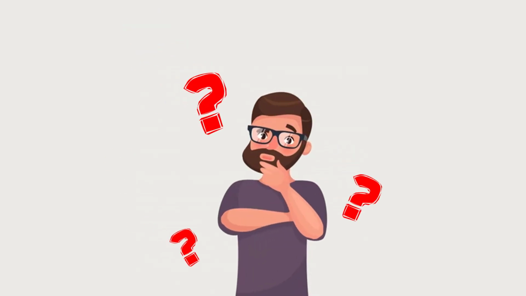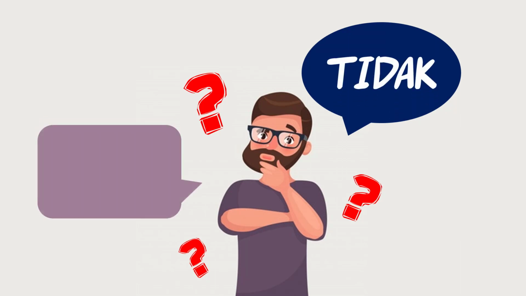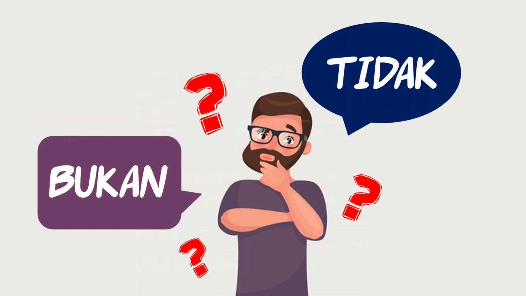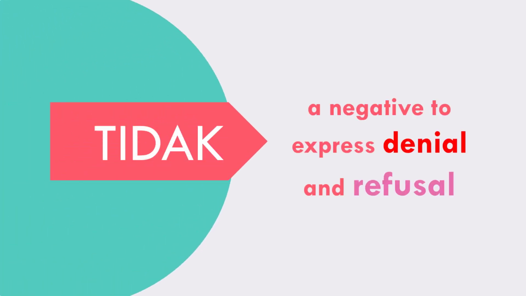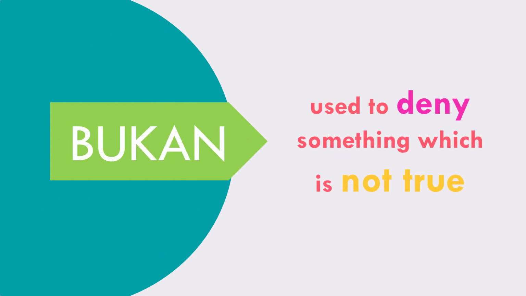Many of my students ask me about the difference between tidak and bukan and how to use it. According to the Indonesian dictionary, tidak is a negative used to express denial or refusal. In English, it's actually the same as no. And bukan is used to deny something which is actually not true.